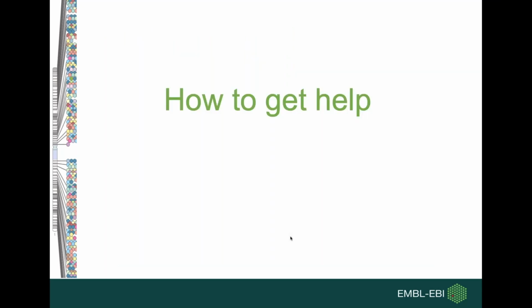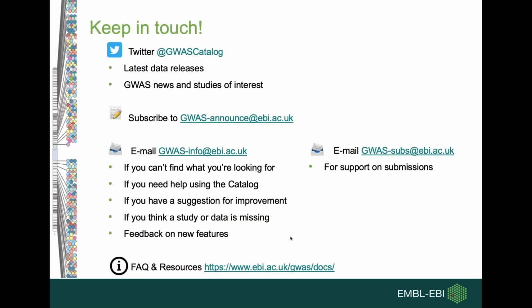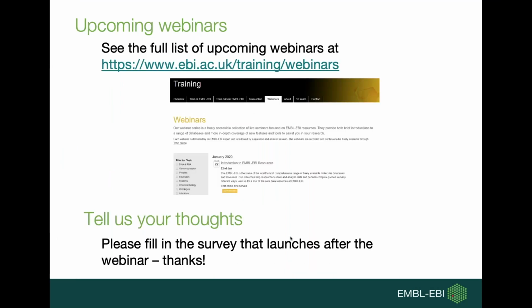So if you get stuck with any aspect of the GWAS Catalog, please get in touch. We have a really active Twitter feed if you're on that. We have a low volume mailing list, GWAS Announce. We have 2 help desk emails, GWAS Info, which is the main one, which we can help you with any aspect of the catalogue, and GWAS Subs, which is for support on submissions. And that's it from me. So hopefully I've got time to take some questions.